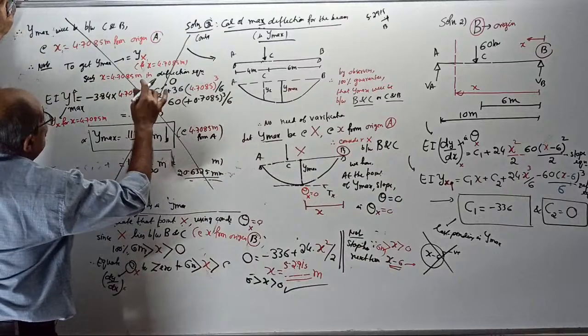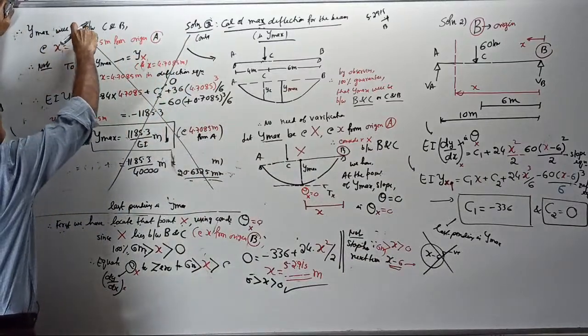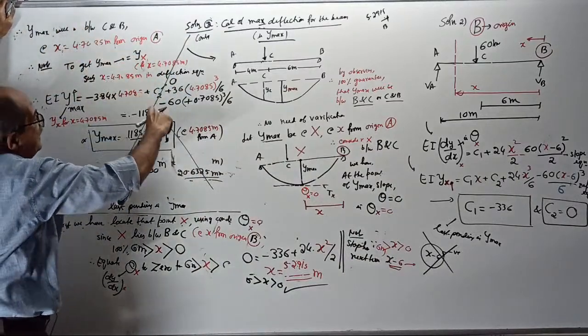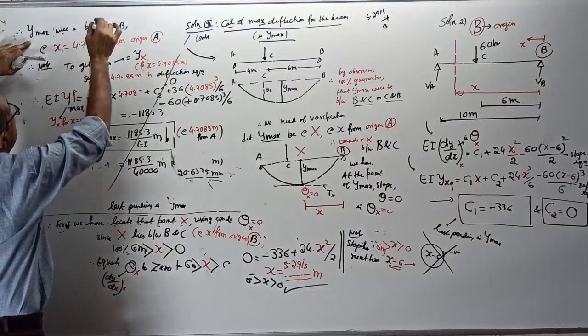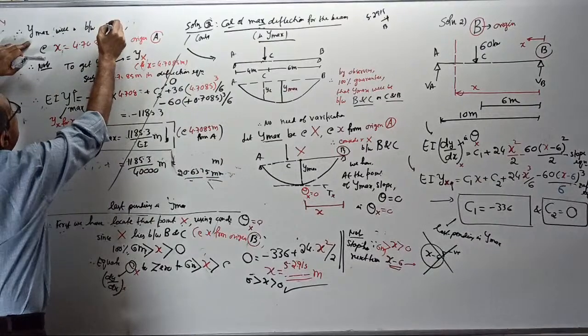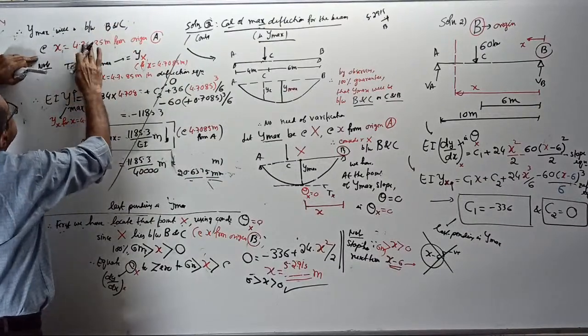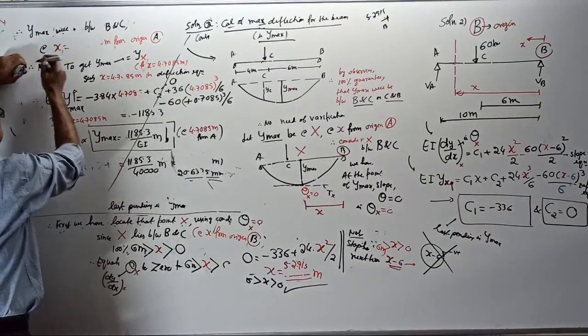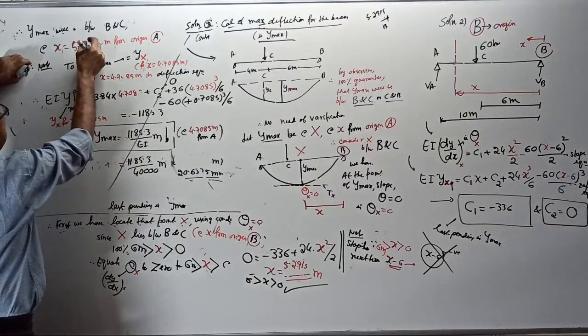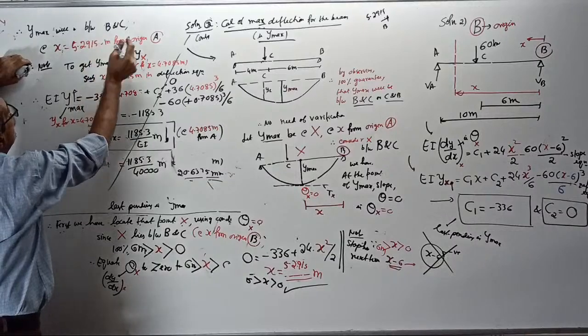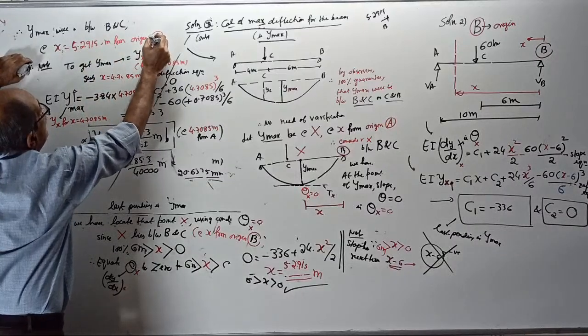Therefore, I will do one thing now. I will cut here and rewrite it. Be careful. Rewrite it here. It is valid now. See. Therefore, y max will be between B and C at x equal to how much? x equal to 5.2915 meter from origin B.